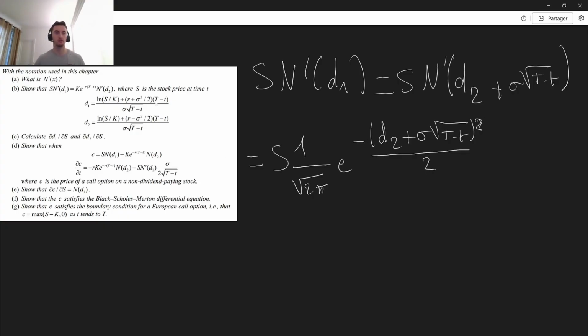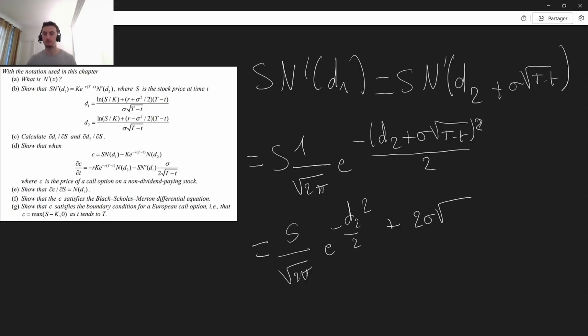And why do we do this? Well, because we want d2, right? So when we want to move from d1 to d2, there's only one equation that links the two of them. So this is what we write. Let's keep going. This is now s over square root of 2 pi, exponential of minus d2 squared over 2, plus, and then here we use the remarkable identity, 2 sigma square root of T minus t times d2 plus sigma squared times T minus t. And this is divided by 2, of course.